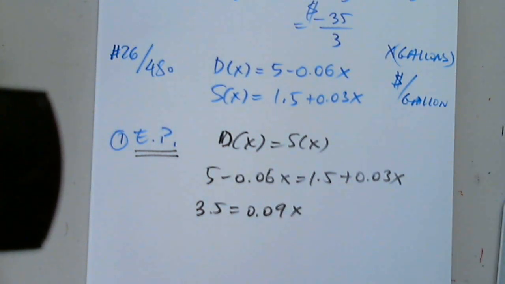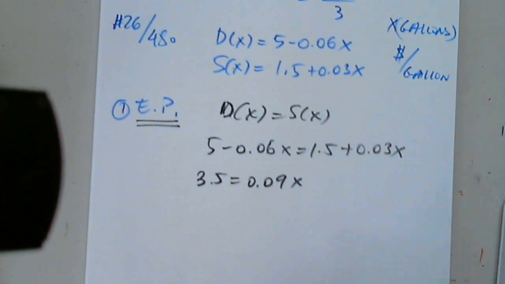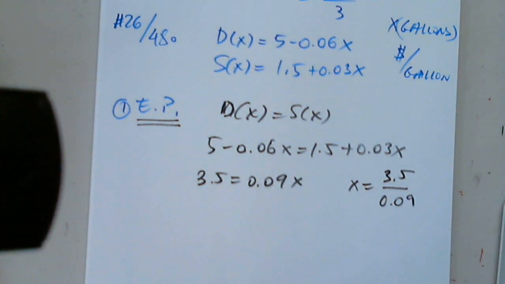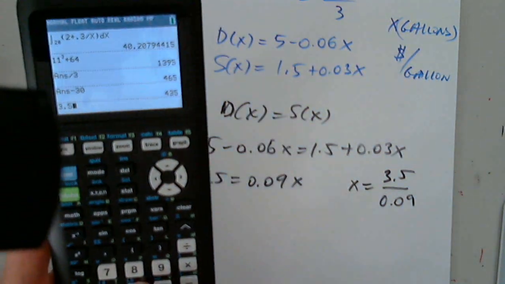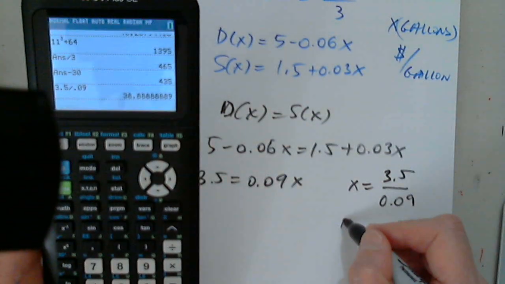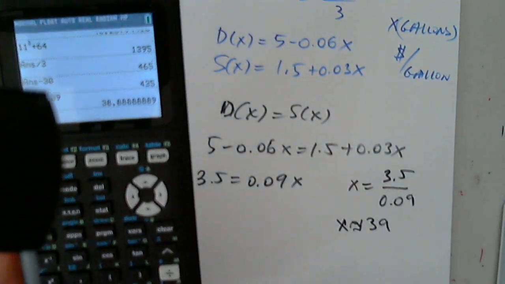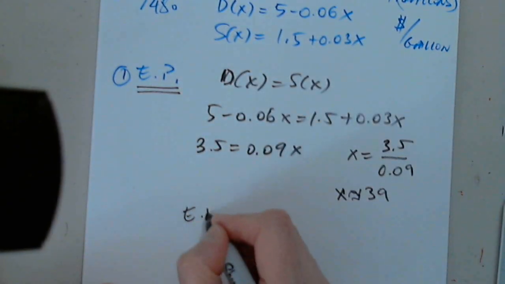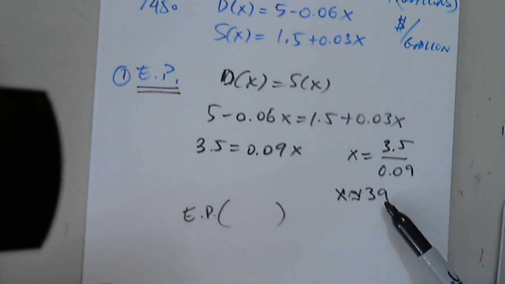Let's look again for 1 second. It was 5 minus 0.06, yeah, that's correct. And 1.5 plus 0.03, yeah, I just wanted to make sure. Okay, so that's fine. So then x equals 3.5 divided by 0.09. For such a calculation, I use a calculator. I got approximately 39. Good.